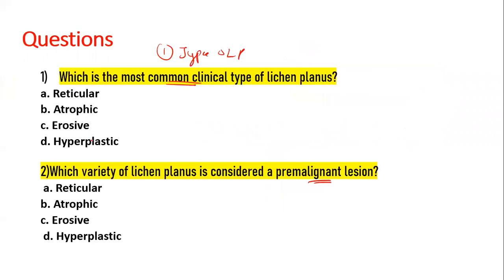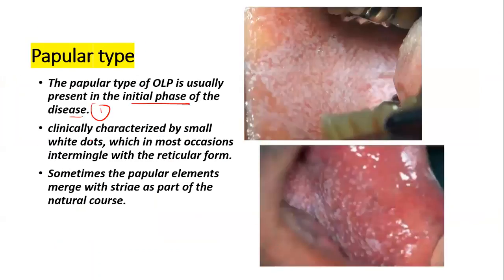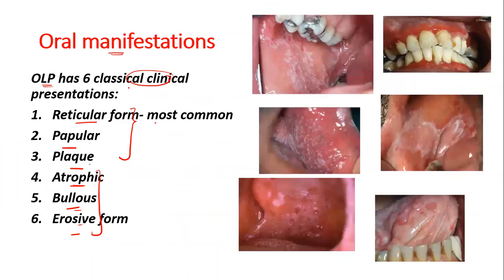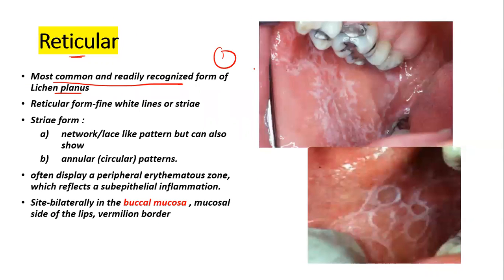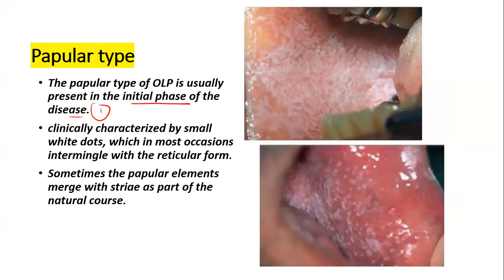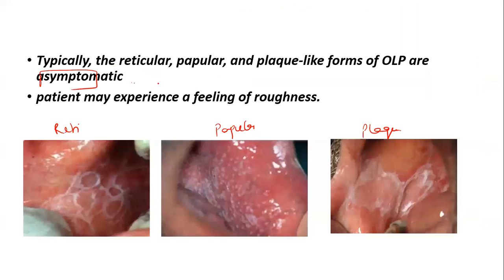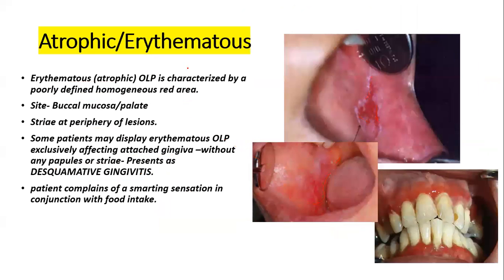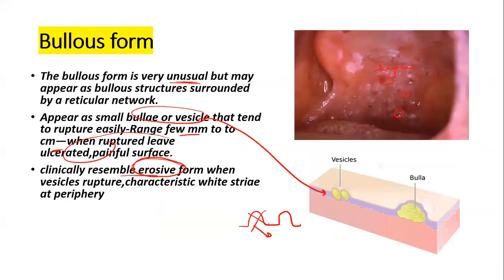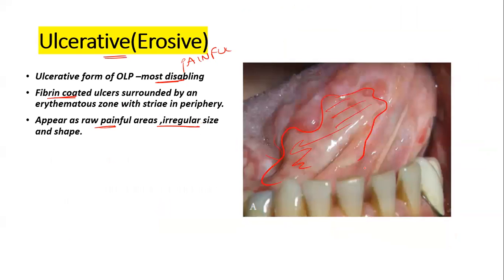With this, we come to the end of the video. Let us quickly revise what we have studied. We have studied the oral manifestations, which included 6 classical patterns, which were 1, the reticular. The reticular was lace-like or annular or ring-like. Then we spoke of the papular pattern with elevated white lesions, the plaque type with homogeneous white plaque, the atrophic type, which was associated with diffuse homogeneous red erythema with peripheral striae, bullous form with fluid-filled blisters, and erosive form with irregular ulcers coated by fibrin.